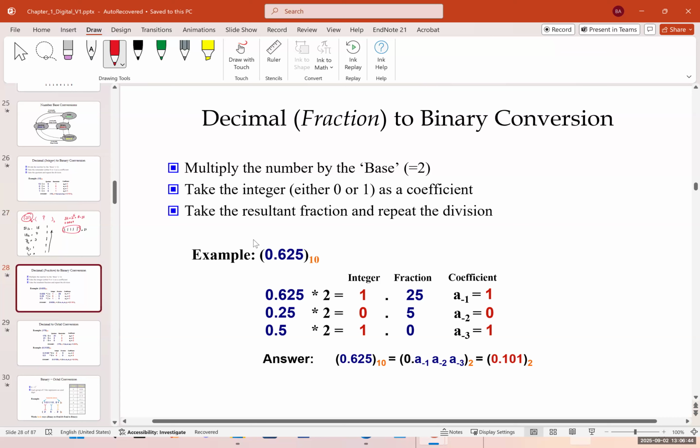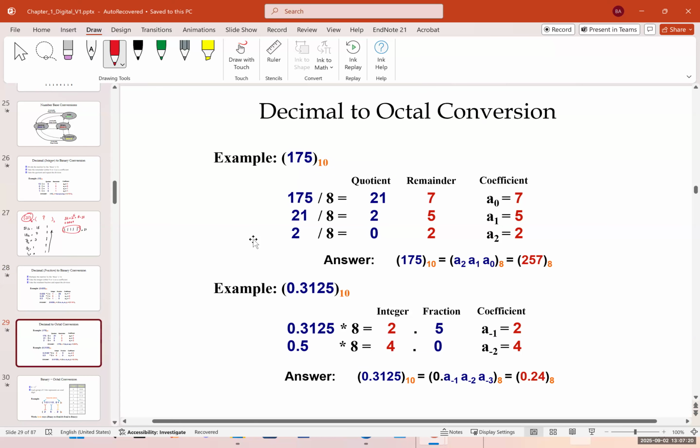We also learned about converting decimal fraction to binary, or to any base. To do that, we would multiply that by the base. And we would take the integer, which is 0 or 1, as our coefficient. We will continue that until the fraction becomes 0. And the coefficients would be our binary number. We solved some practice problems. These are a few other problems.